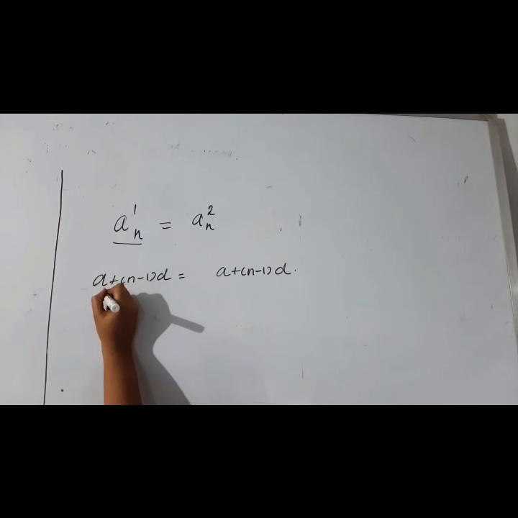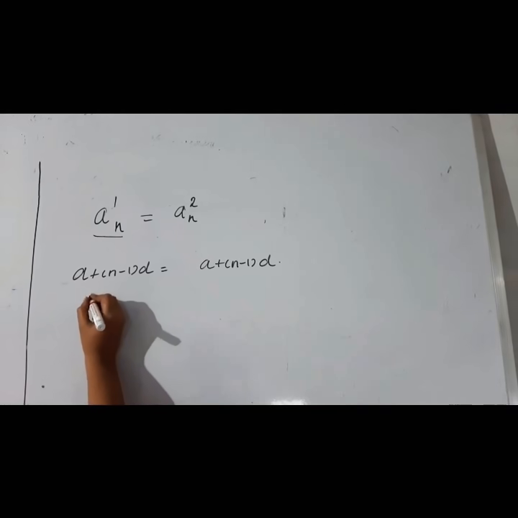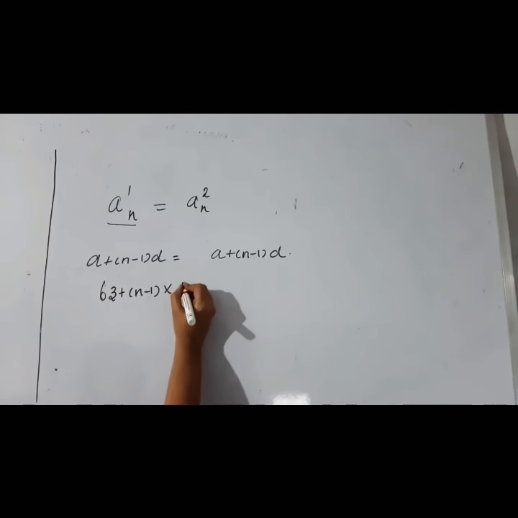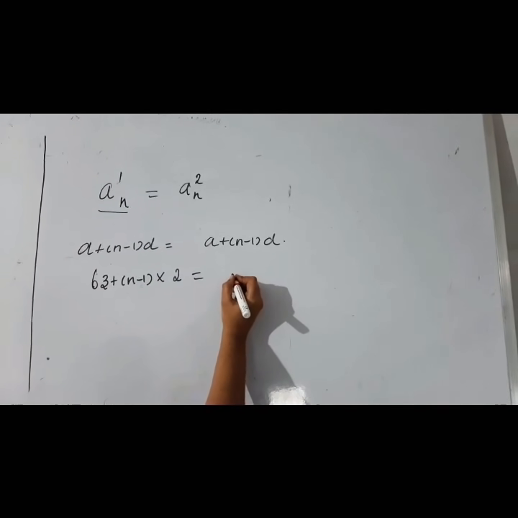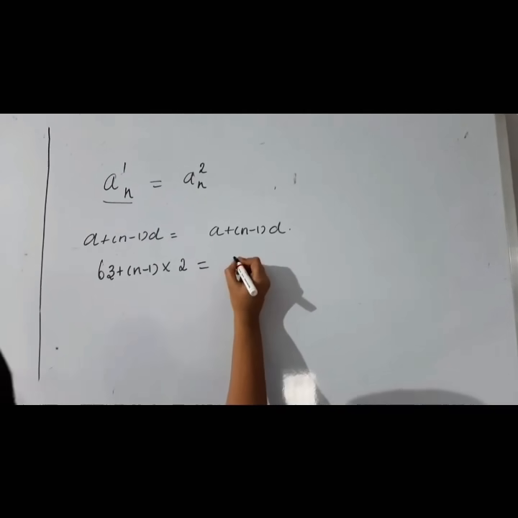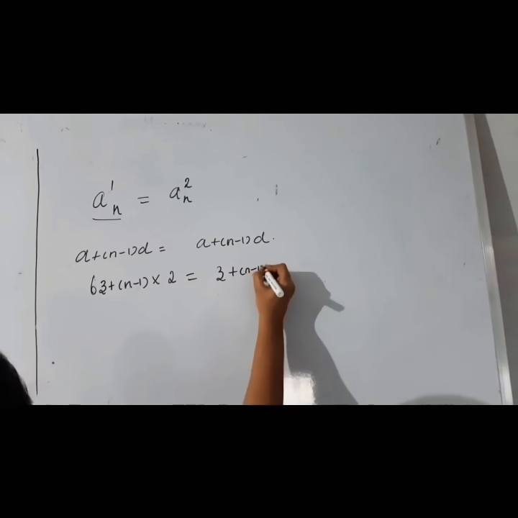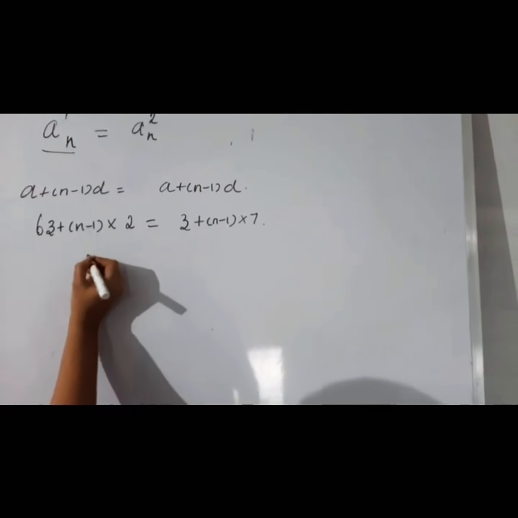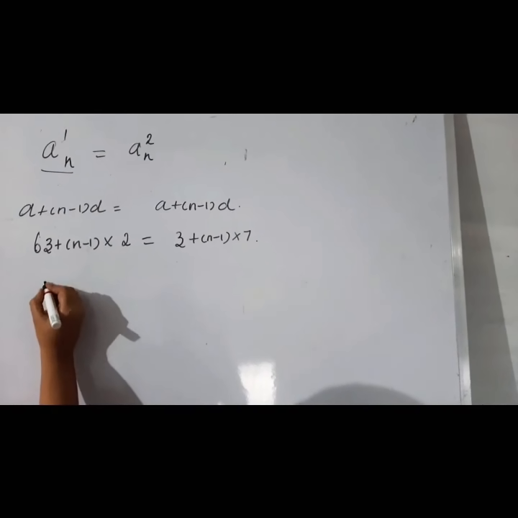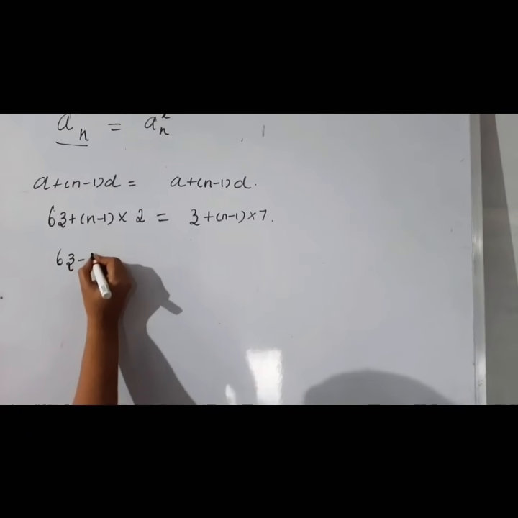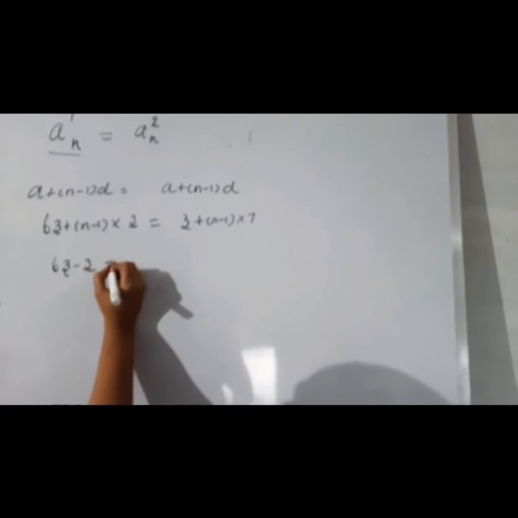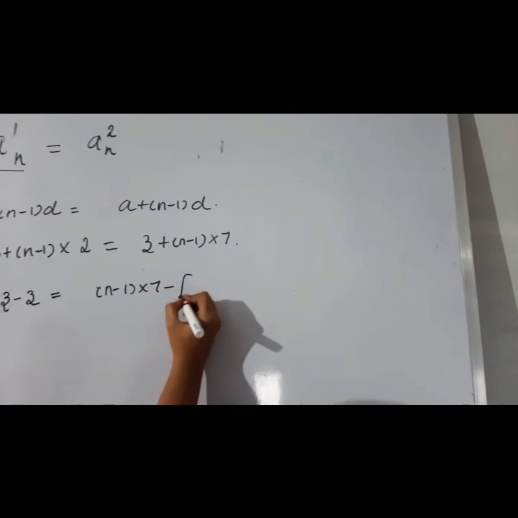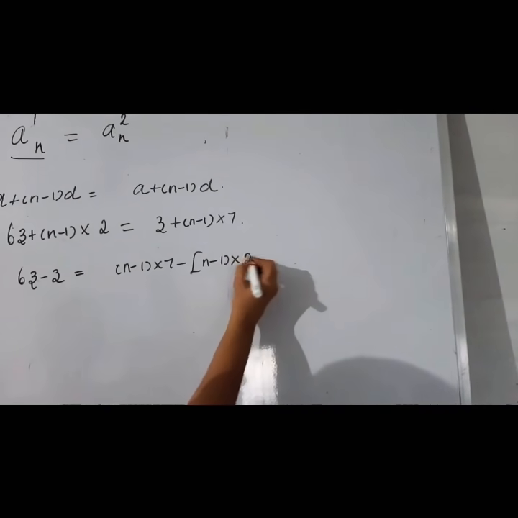For the first AP, what is A? The first AP's A is 63. N only we want to find out. And what is D? 2. For the second AP, what is the value of A? That is 3. And the value of D is 7. Solve these two expressions: 63 minus 3 is equal to (n minus 1) into 7 minus (n minus 1) into 2.